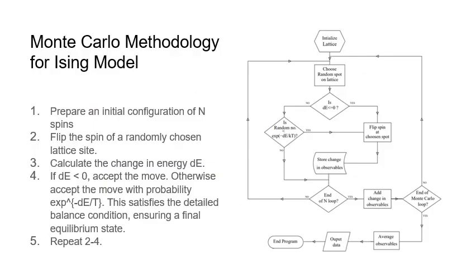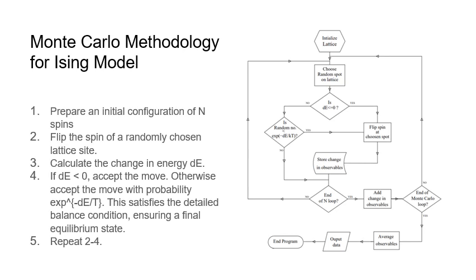Hey Professor, this is Neil and I'm going to be explaining the theoretical aspect of this project. So first I want to explain the Metropolis Monte Carlo method for the Ising model. The flowchart on the right actually shows the algorithm quite clearly, but just to walk through it, first we'll get an initial configuration of n spins, then we'll choose randomly one of the points and flip its spin.